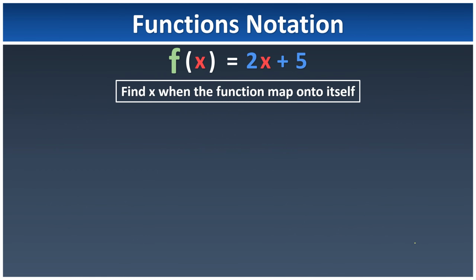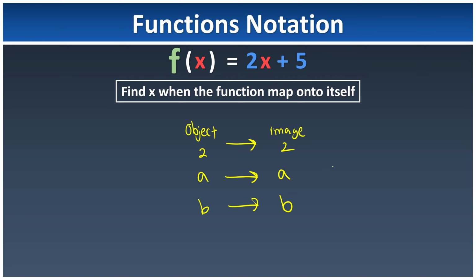And one more question very often seen in the exam is, find x when the function maps onto itself. When they say the function maps onto itself, it means whatever you put in as the object, let's say I choose a number 2 as the object, they will return me 2 as the image. It means whatever we put in as the object, they will return as the image. No matter what you put in, you get back whatever you put in.